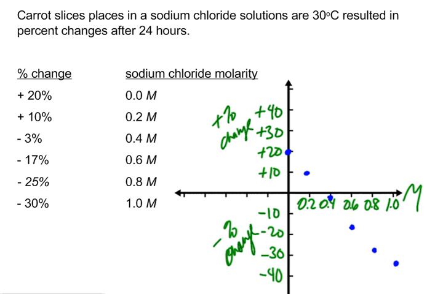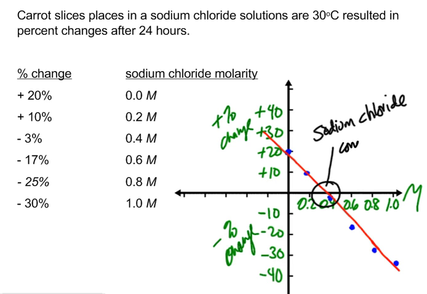So, okay, I had to use a ruler because that drove me nuts. So there's our linear regression line. Now, what does this line mean, or what is this line going to tell us? Well, what it tells us is at this point right here, this is going to represent the sodium chloride concentration of the carrot.